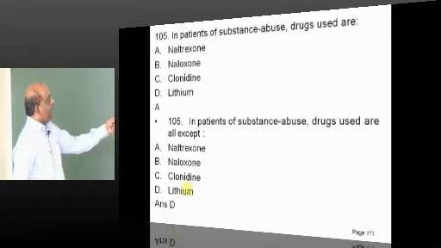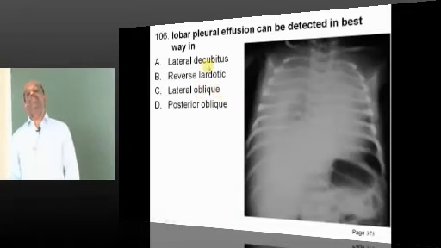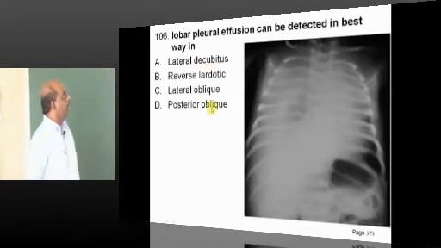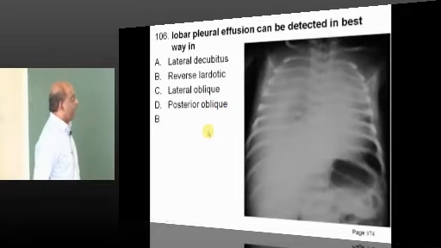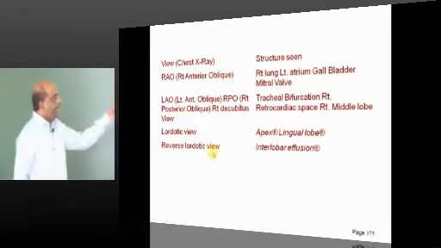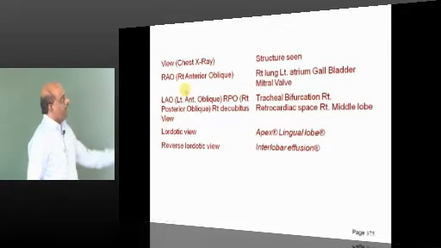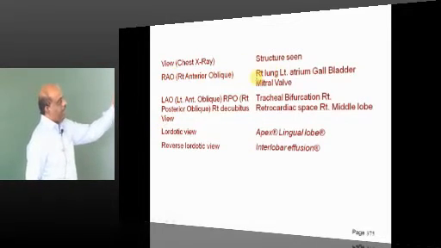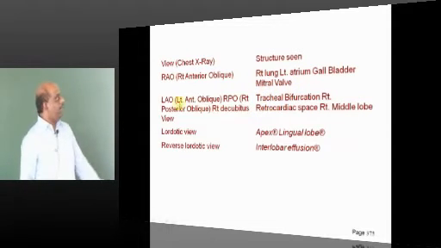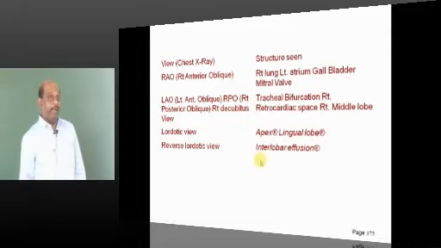Lithium is there in option D. Sorry, bro. Now, doctor, lobar pleural effusion: B, reverse lordotic view. Lordotic view can see the apex. Reverse lordotic can see interlobar effusion. Right anterior oblique can see the right lung, left atrium, gallbladder, mitral valve, etc. Left anterior oblique can see tracheal bifurcation and right middle lobe.